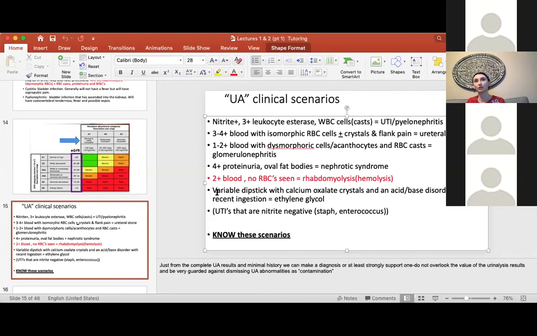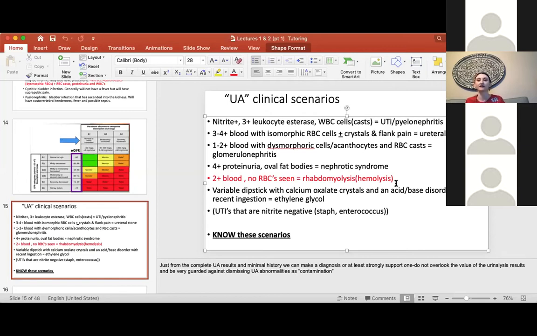If you see 2+ blood on the dipstick, but when looking under the microscope there are no red blood cells, then it's going to be rhabdomyolysis. The urine is going to be pretty dark, basically like black. They call it tea-colored urine in the lab.